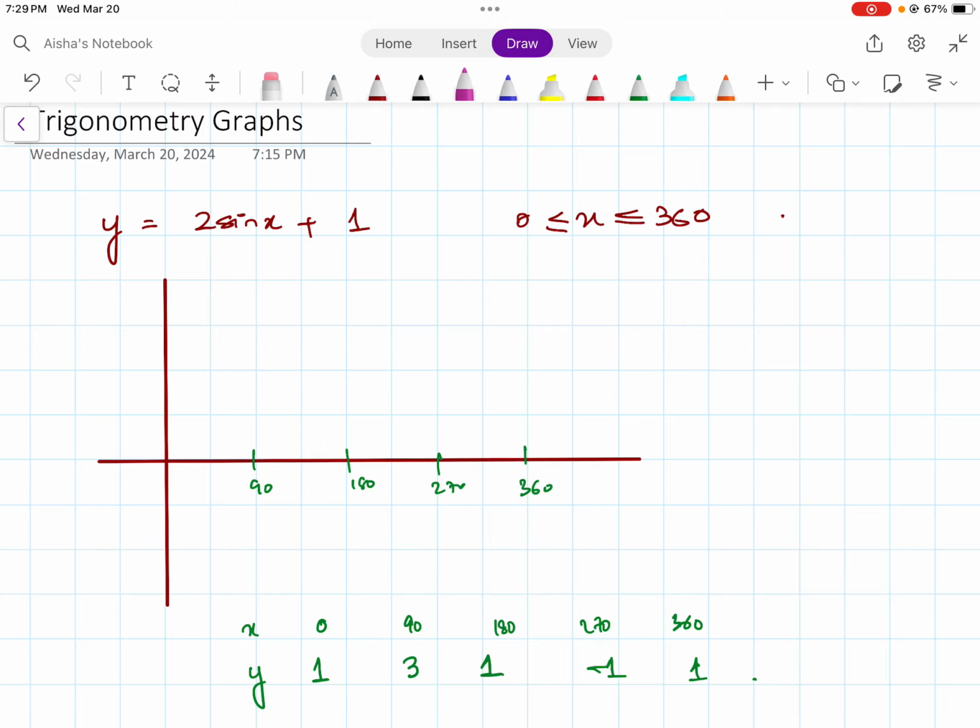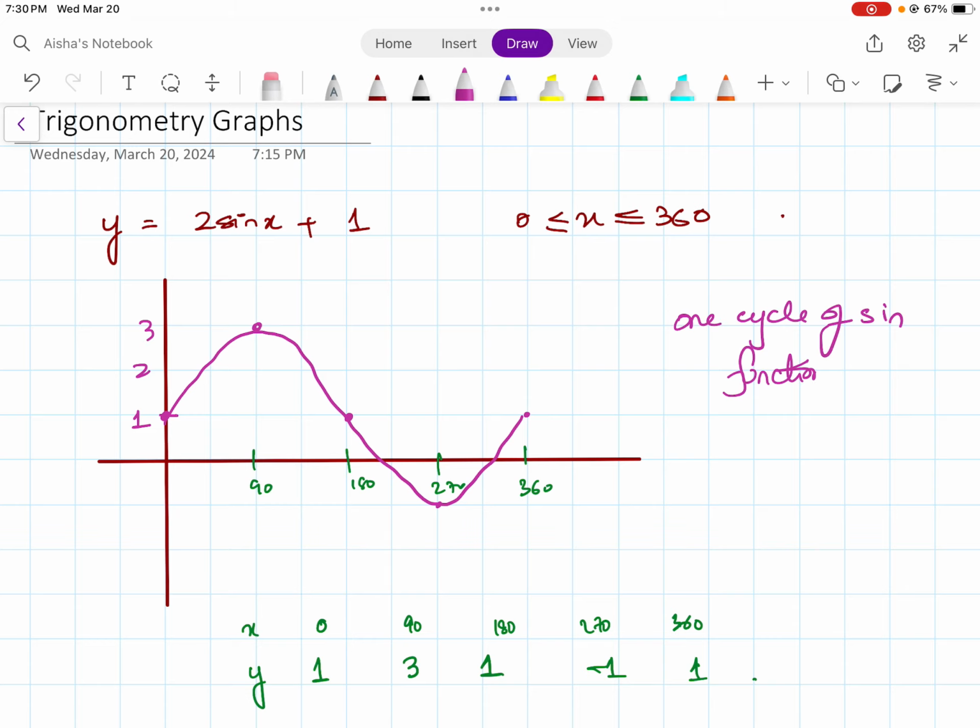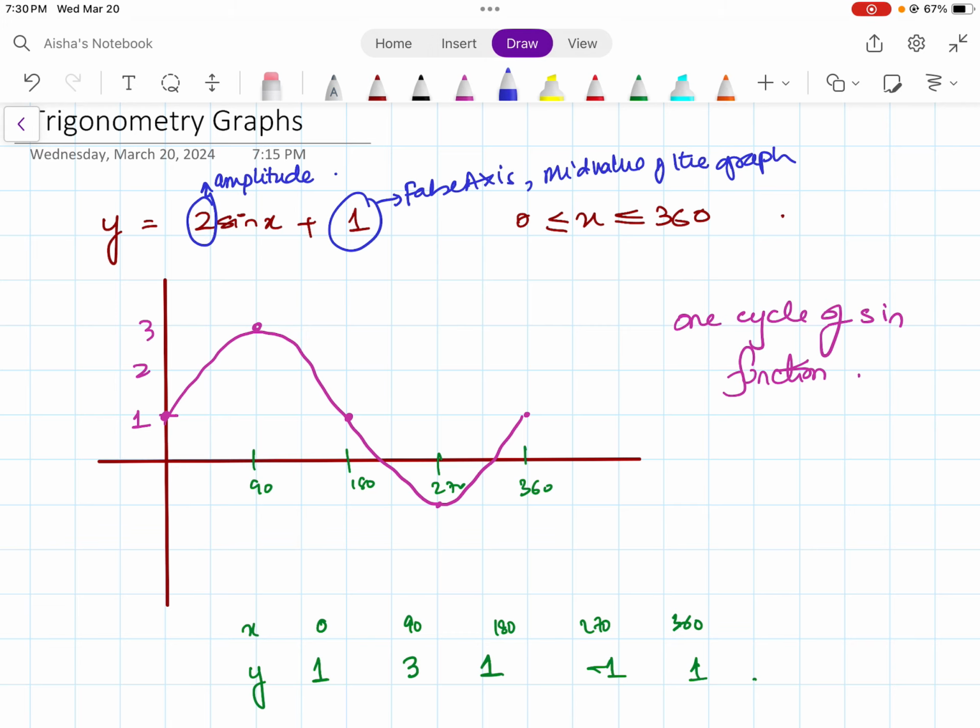Let's plot it. At 90 it's a 3, then 1, then again a minus 1, and then a 1. This is one cycle of the sine function. Now what does each one of these values represent? This represents the amplitude. This is the false axis. Some people say it's the mid value of the graph. Okay, and this is 1x.